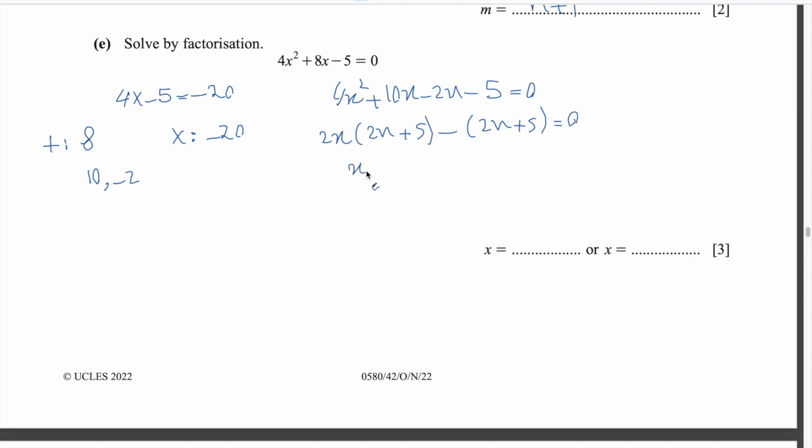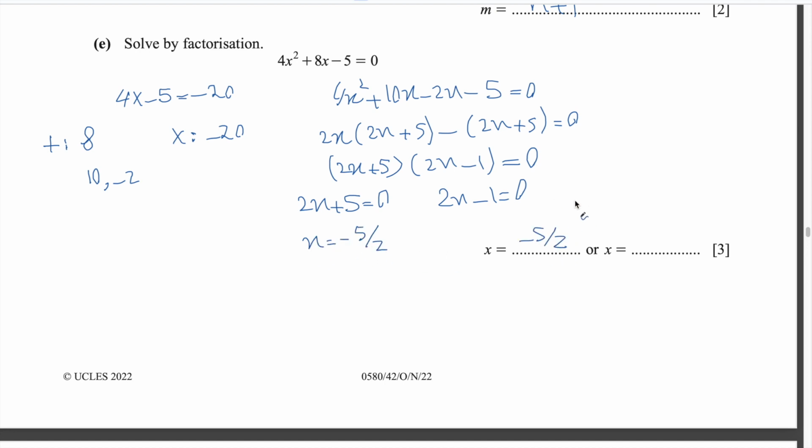2x plus 5 are the same, so 2x minus 1 is equal to 0. Now 1 by 1 I solve. 2x plus 5 is equal to 0. 2x minus 1 is equal to 0. This one will be giving you negative 5 over 2, and this one will be giving you positive 1 over 2.